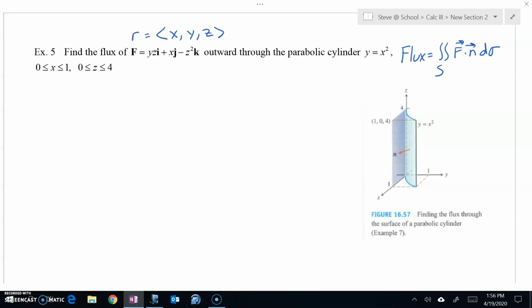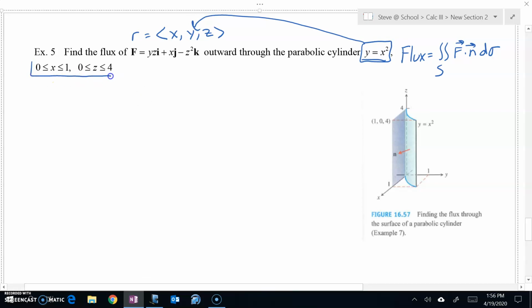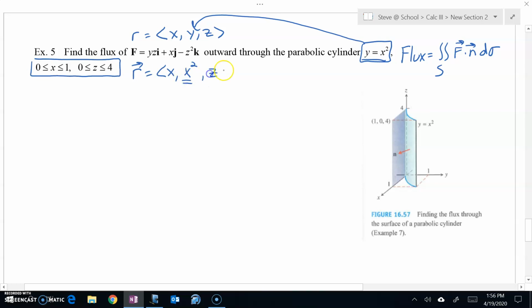Well, this is actually very easy to leave as is, because if you notice, it tells you the parabolic cylinder is y equals x squared, which means we can do the substitution for y and make it x squared. And when we do that, we only have two variables. So that's my parametric equation. It's also nice because I also give you the bounds for the two variables that we want to have it in terms of. So I get R is equal to x squared now, and then z.